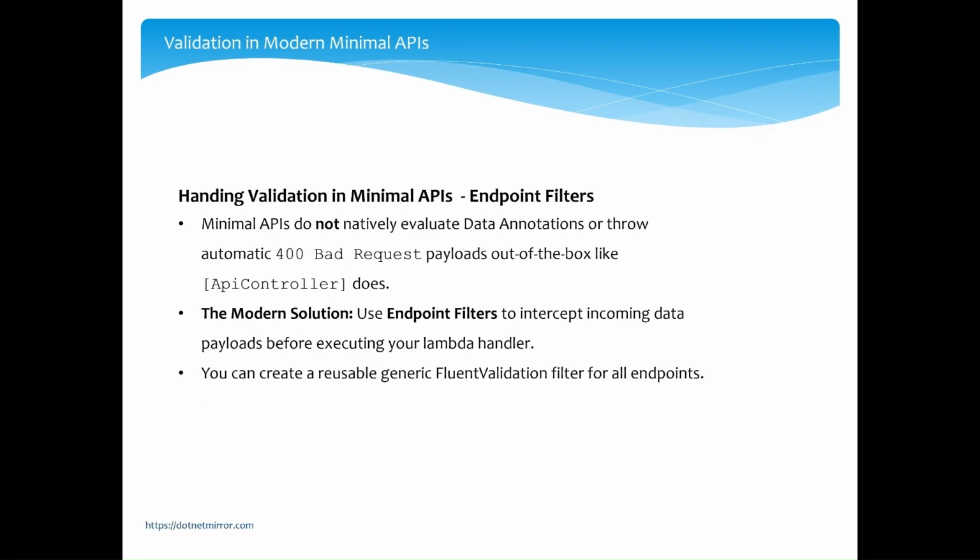As you explore modern .NET development, you will encounter minimal APIs. An important catch here is that minimal APIs don't use standard controllers, meaning they don't get the automatic 400 bad request behaviors provided by the ApiController attribute. If you pass an invalid object, it will bypass validation checks out of the box. The modern solution to this problem is using endpoint filters. These filters let you intercept incoming request payloads right before your route handler runs. You can write a single reusable generic endpoint filter that runs fluent validation rules across any endpoint automatically.